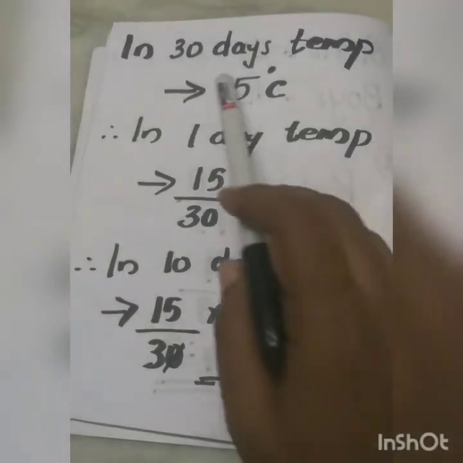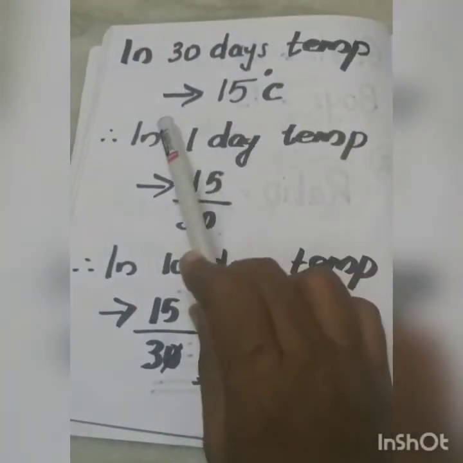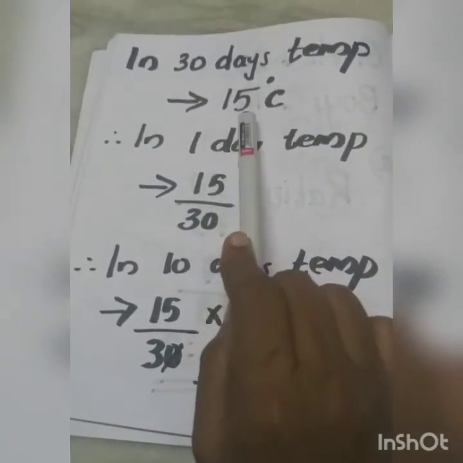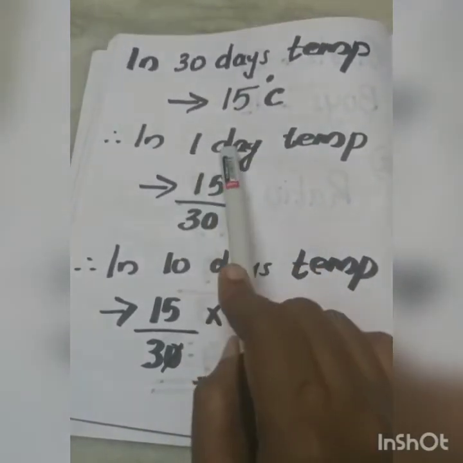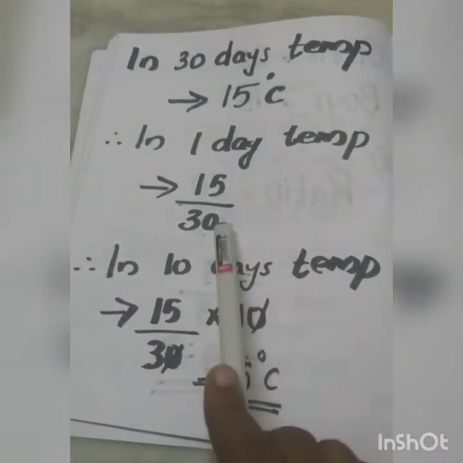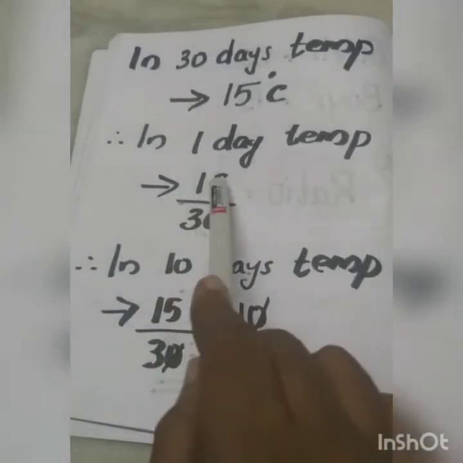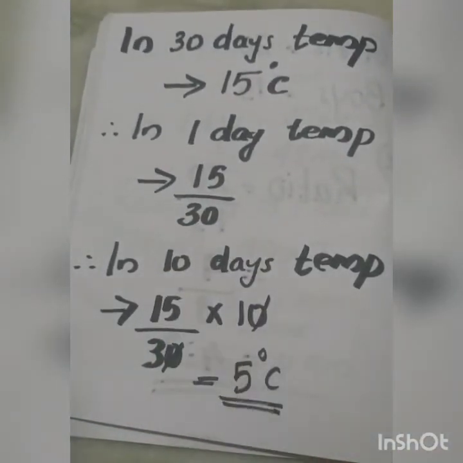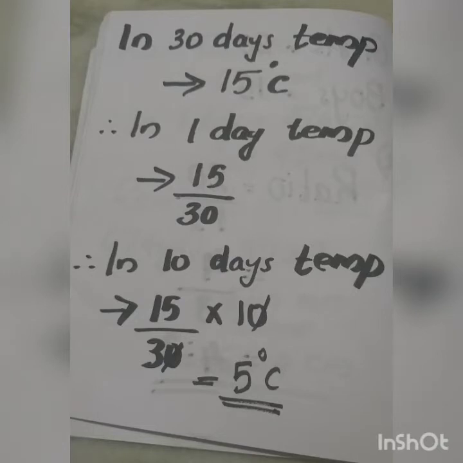So, from the question it is given that in 30 days the temperature decreased 15 degrees Celsius. So, for 1 day the temperature decrease will be what? 15 by 30. Here you are considering 15 is larger, 30 is smaller. So, how does 30 come down? It's not necessary that the larger number always comes up and the smaller number comes down. You have to assume according to the question. Here we want the temperature decrease for 1 day. So, we have 15 by 30.